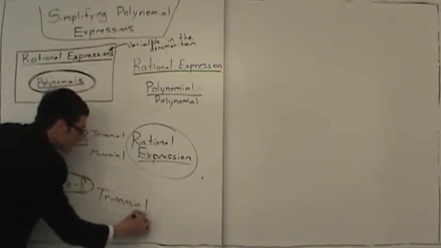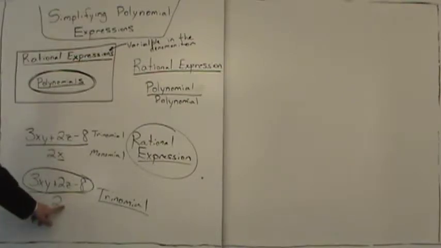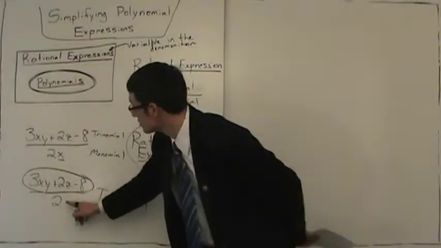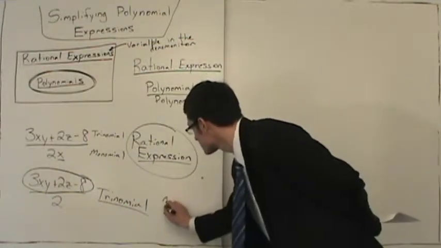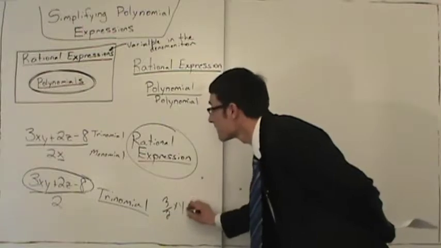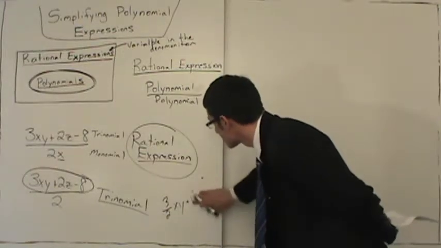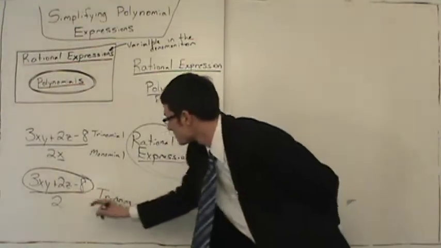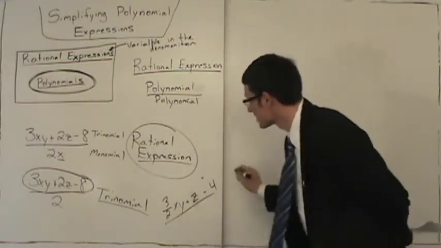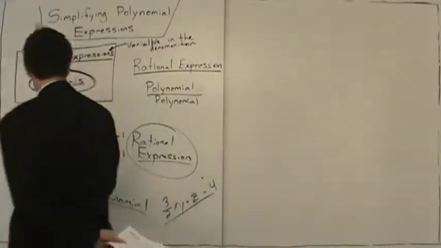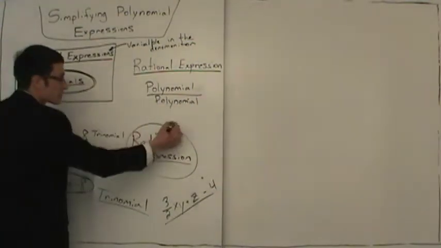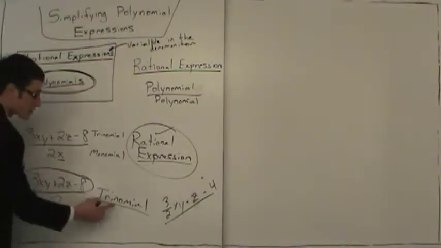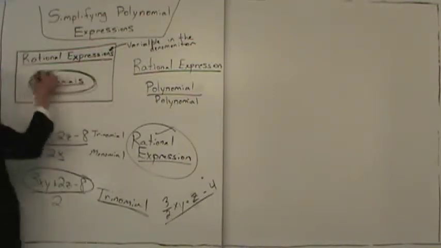Trinomial. So reminding you, if there is no variable in the denominator, we can name it just by the numerator and call this trinomial. Why? Because the 2 divides every term. So we're looking at 3 over 2 xy plus 2 divided by 2. 2 divided by 2 is 1, so we get 1z. And 8 divided by 2 is 4, so we get minus 4. So we're looking at a trinomial. If there's a variable in the denominator, the most specific that we can be is rational expression. If there is no variable in the denominator, you name it by the numerator and call this a trinomial, and this falls in the specific realm of polynomials.